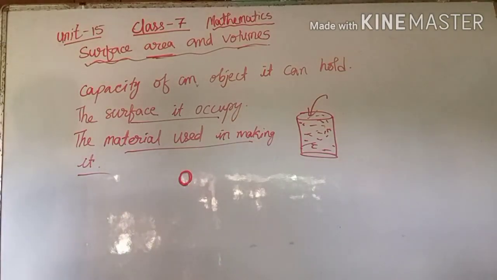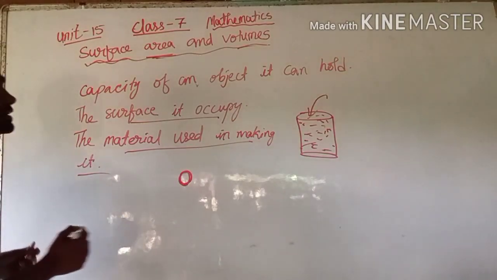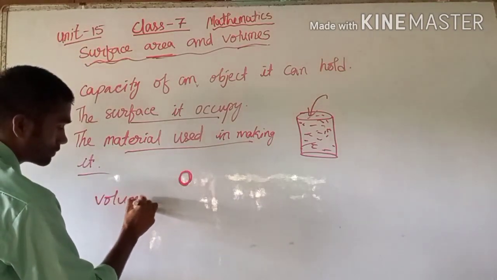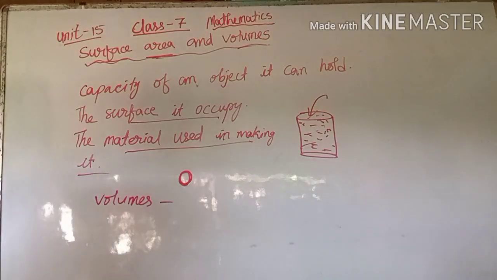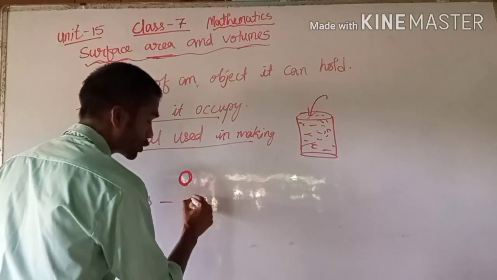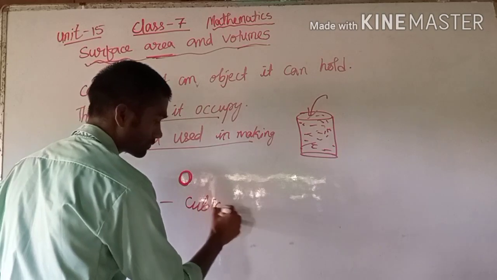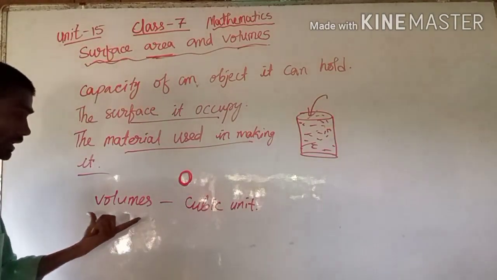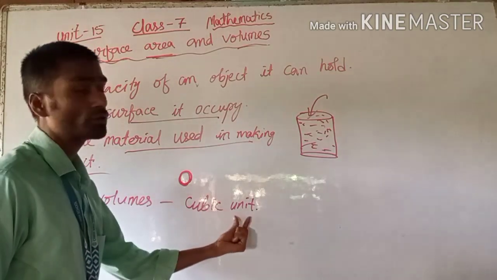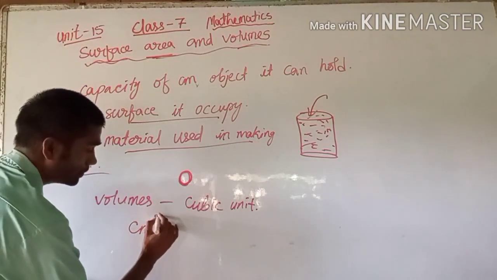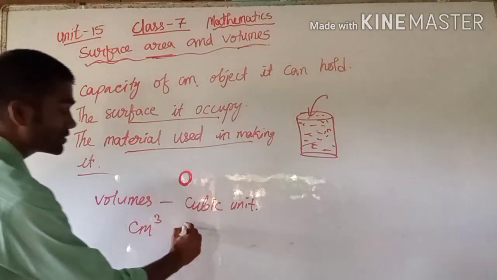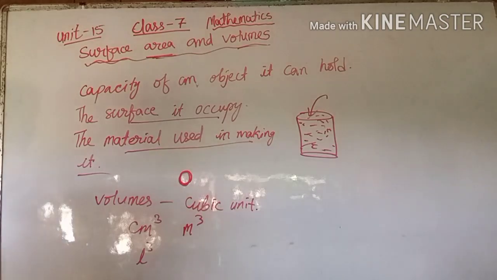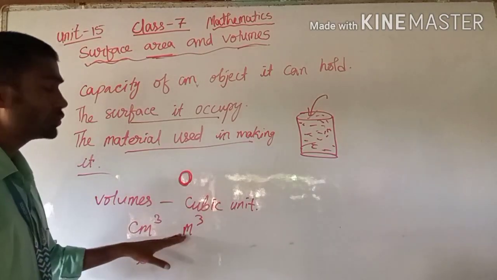Now here we'll come across some units. When we are talking about volumes, its unit is always cubic unit. Remember it, that the volume, its unit is always cubic unit, like centimeter cube. We will write in this way, or meter cube, liter cube, in this way. So we'll discuss now some of the units.